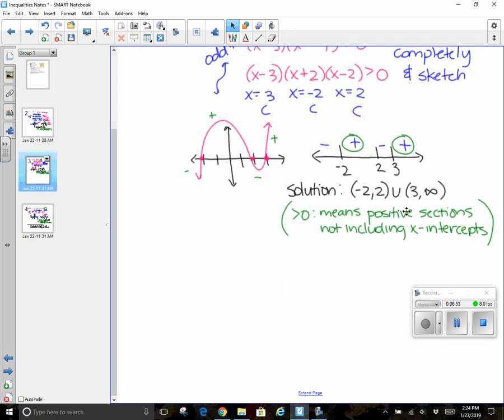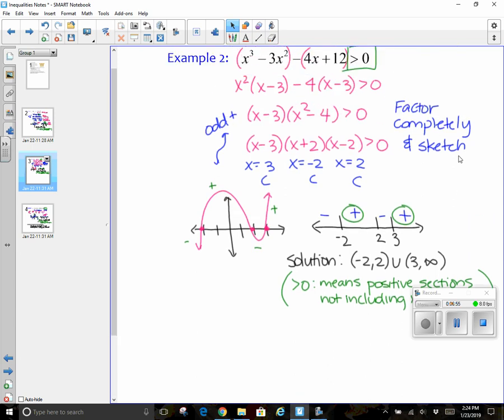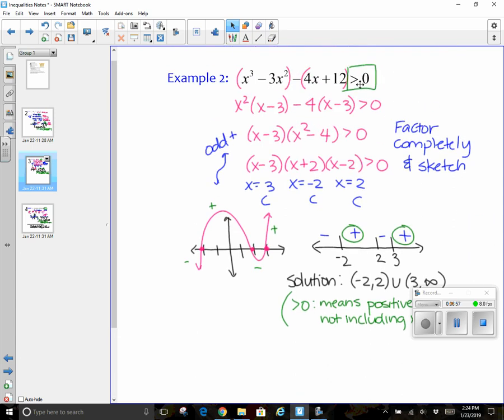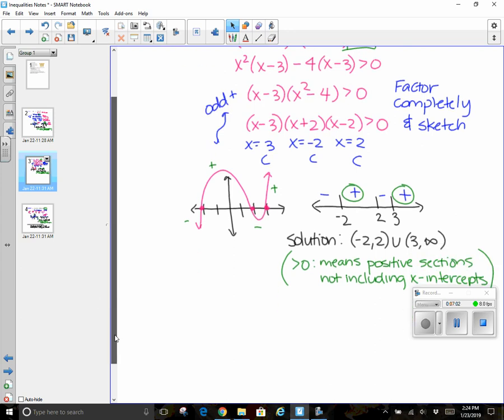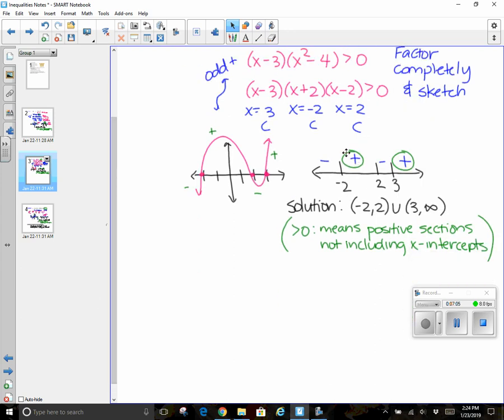So then, because the inequality was greater than 0, that means I want positive sections. Greater than means positive sections. There were 2 positive sections on my sign chart, here and here. So I'm going to have 2 parts to my solution. It was just greater than 0, so it does not include the endpoint, so you need parentheses. So this section is between negative 2 and 2, and this section is 3 to infinity. Again, with parentheses because it was just greater than 0, so it does not include the x-intercepts.